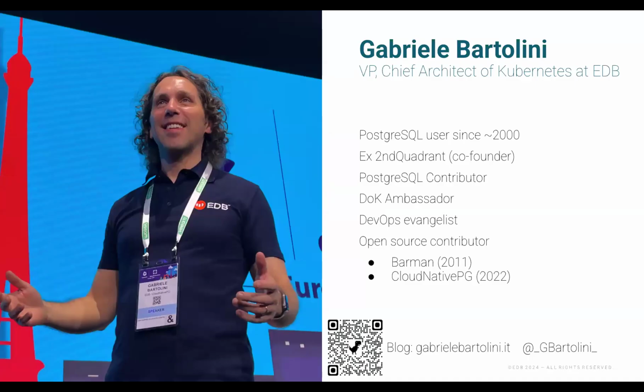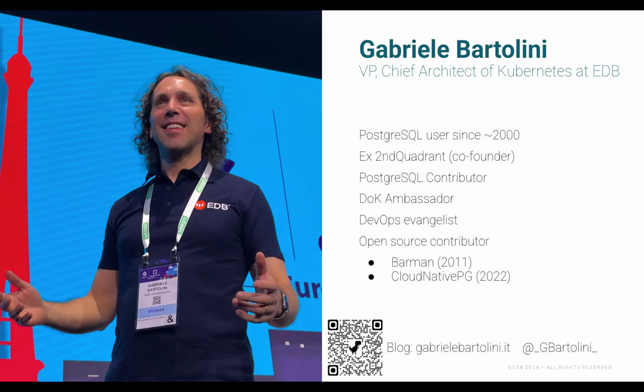I'm a VP and Chief Architect of Kubernetes at EDB. I've been using Postgres for 25 years. I'm one of the co-founders of Second Quadrant, which was bought by EDB in 2020. Because of my contributions, I've been recognized as a Postgres contributor, and I'm really grateful for that. I'm also a Data on Kubernetes ambassador, so my role is to promote the usage of stateful workloads in Kubernetes. And I'm also a DevOps evangelist. I always say this: DevOps is the reason why I encountered Kubernetes, and it will also be the reason why I move away one day from Kubernetes. It's about culture, and I'll explain this later.